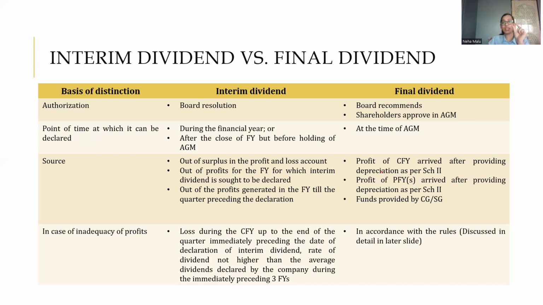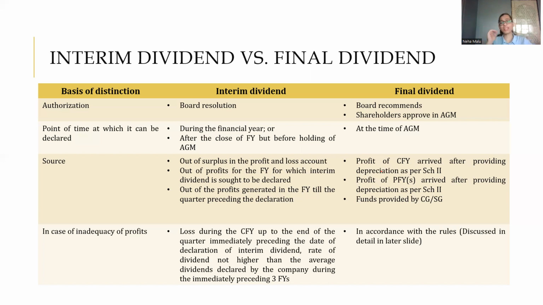So the term financial year in itself relates to a complete financial year. Therefore, this particular source can be utilized only at the second point of time when we are declaring dividend, that is after the closure of the financial year, but before the holding of the AGM. Now, the third source is out of profits generated in the financial year till the quarter preceding the declaration. So here, this particular source can be utilized at whatsoever point of time we are declaring an interim dividend.